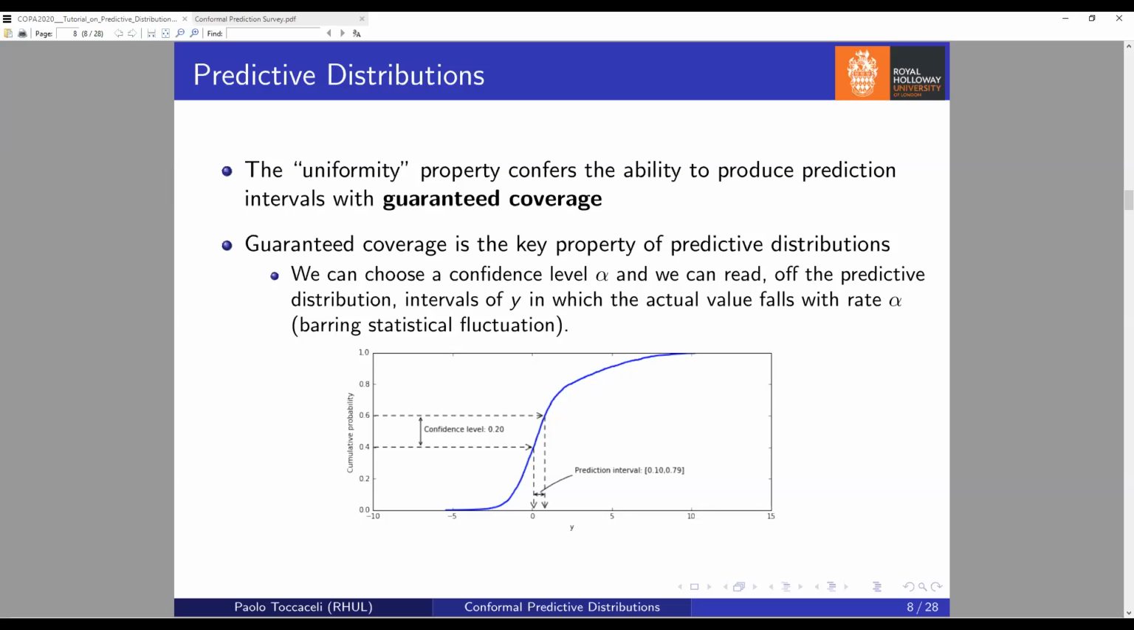And given that I have this, I can now talk about intervals. I can take an interval like I'm showing here with width 0.2, and this identifies an interval of Y values that has the property that I was mentioning before of coverage.